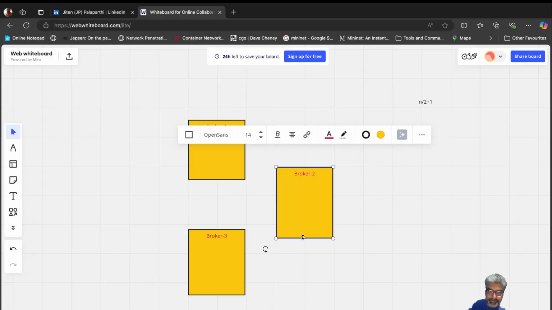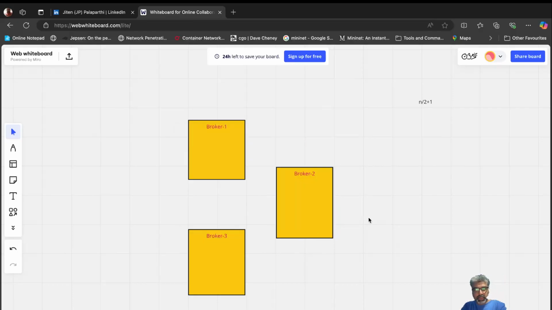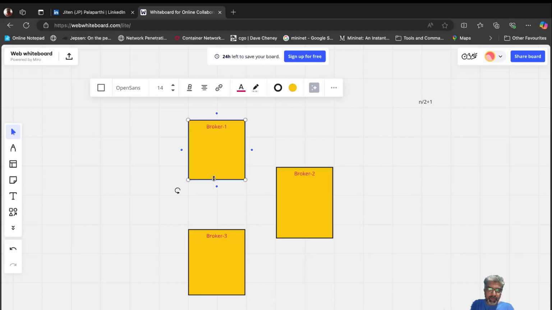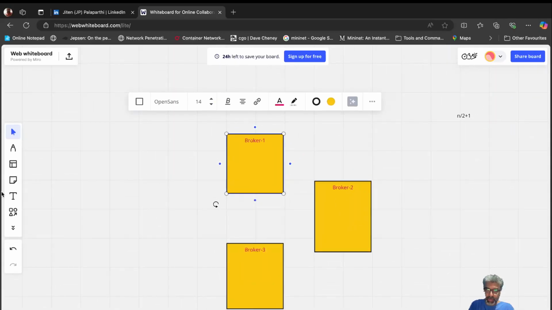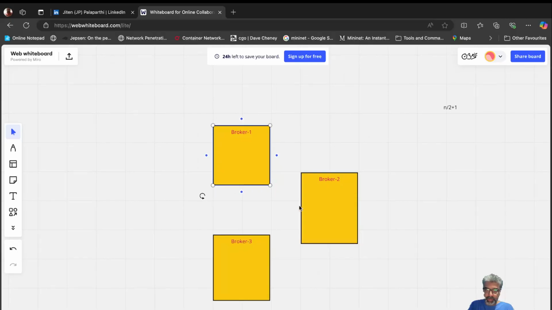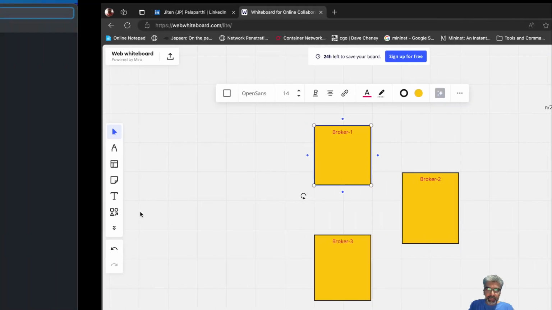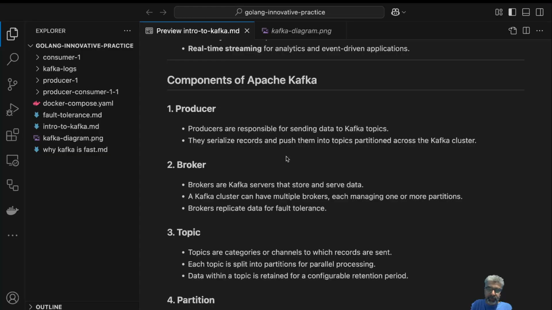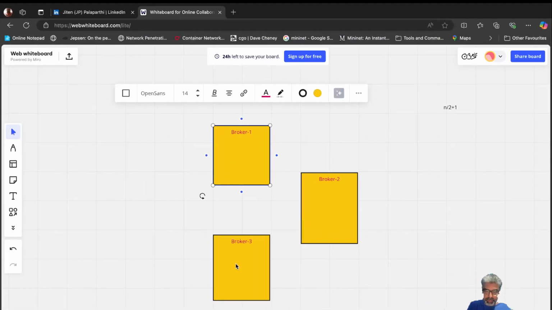What does this broker consist of? There are producers, which produce the message. Go back here: the first one is a broker. Even though here I wrote it as a producer, it's a broker. Brokers are actually Kafka servers that store the data. All the data that goes into Kafka is stored in one of the brokers.